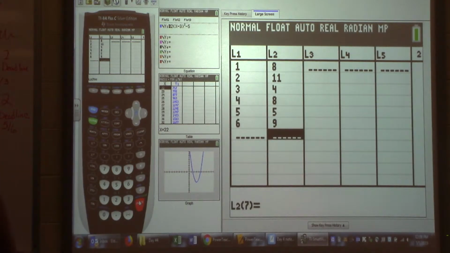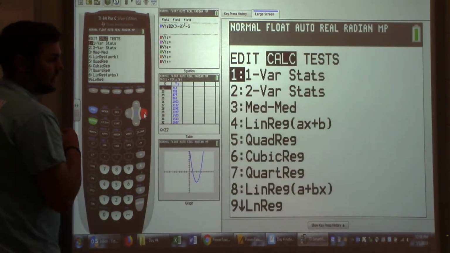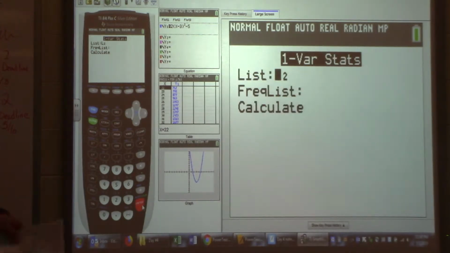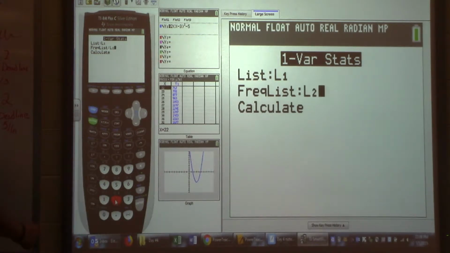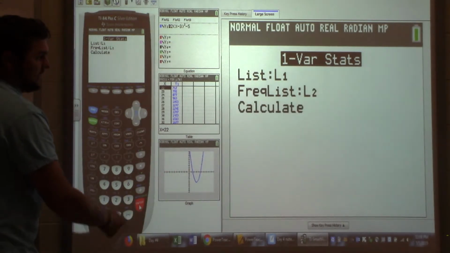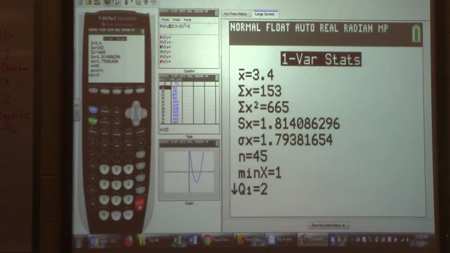Alright, so we know how to find the mean normally when we just have a list in there, right? We talked about that already. So now we're going to do the same thing. Stat, calculate, one variable stats. My scores are in list 1, so list 1 is my list. FREQ list, what do you think that stands for? Frequency list. So we put our frequency list into list 2. So now I'm going to go down to that and put list 2. And now when I hit calculate, it should calculate my mean based off those frequencies.